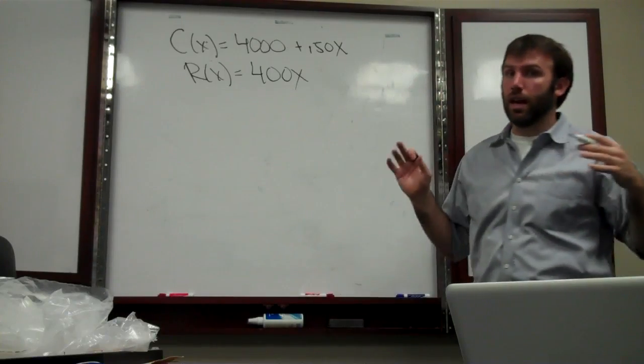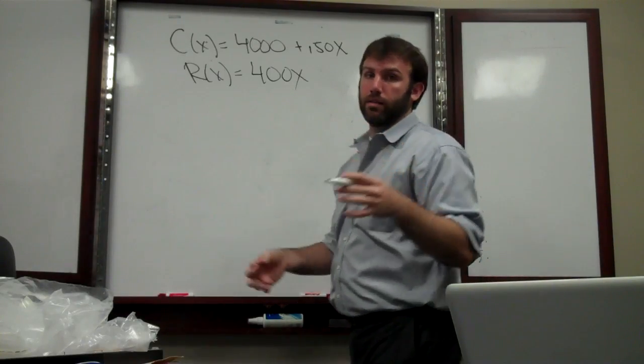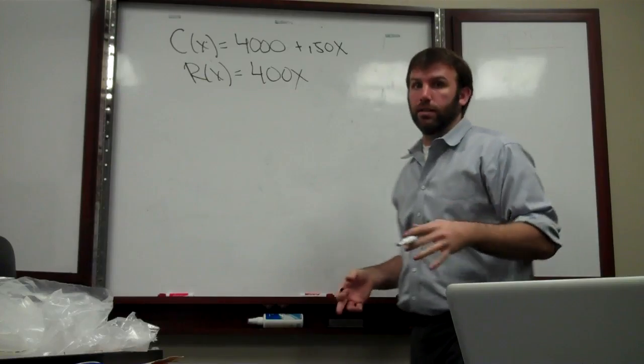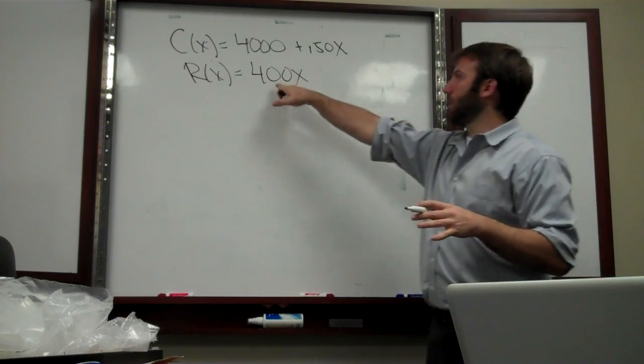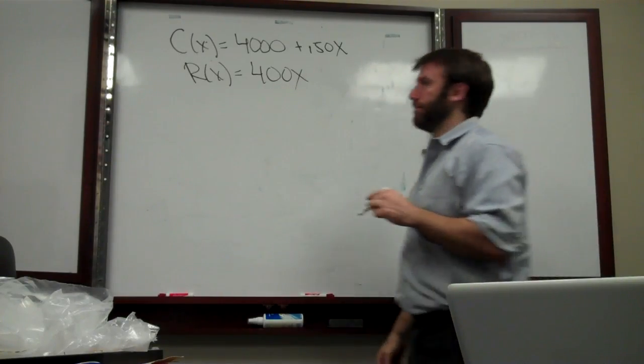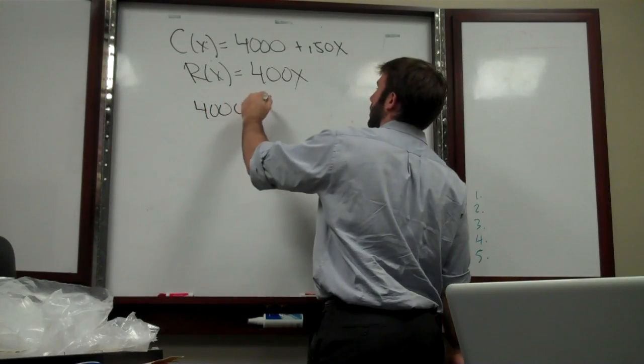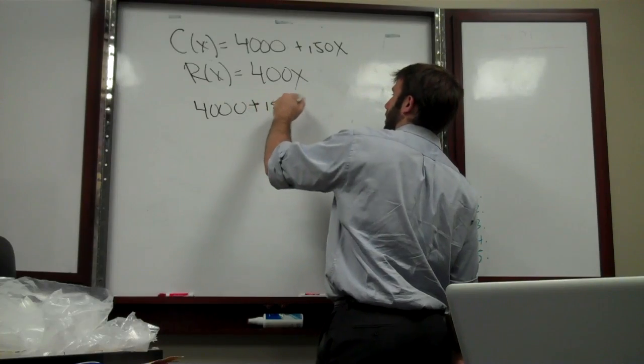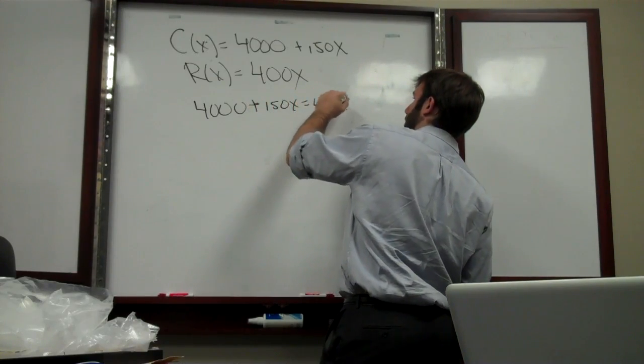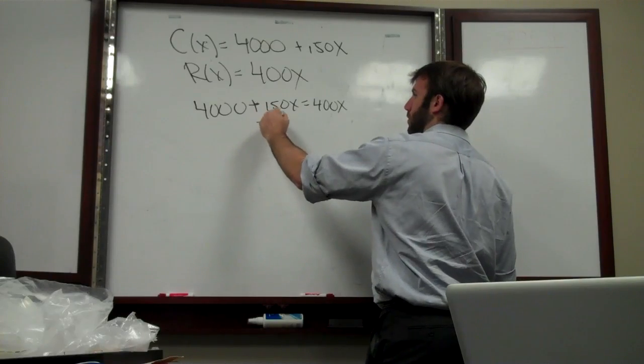If they're making anything else, we've had boxes or t-shirts or bouquets of flowers, it doesn't matter. Whatever they sell them for times X is the revenue function. The break-even point is when we set those two equal to each other. Okay? Then I just solve for X.